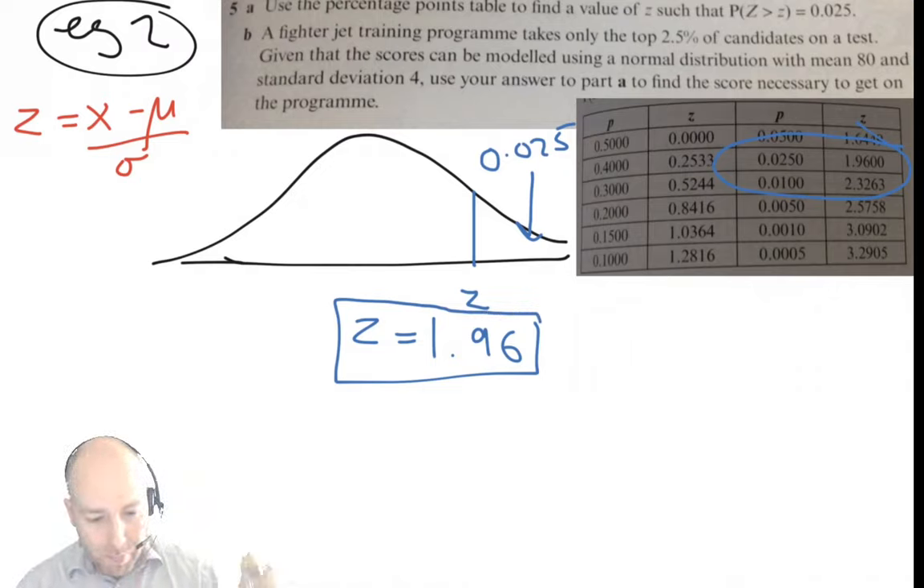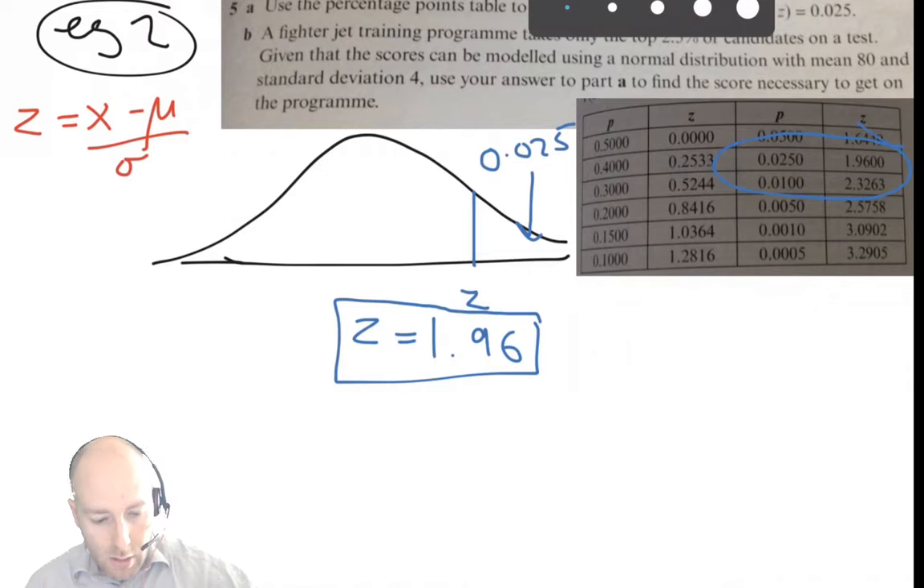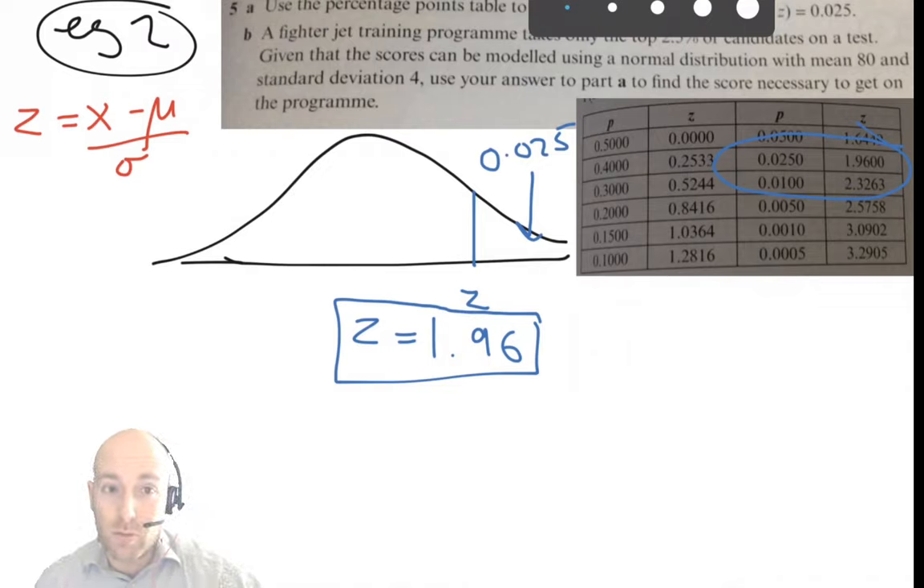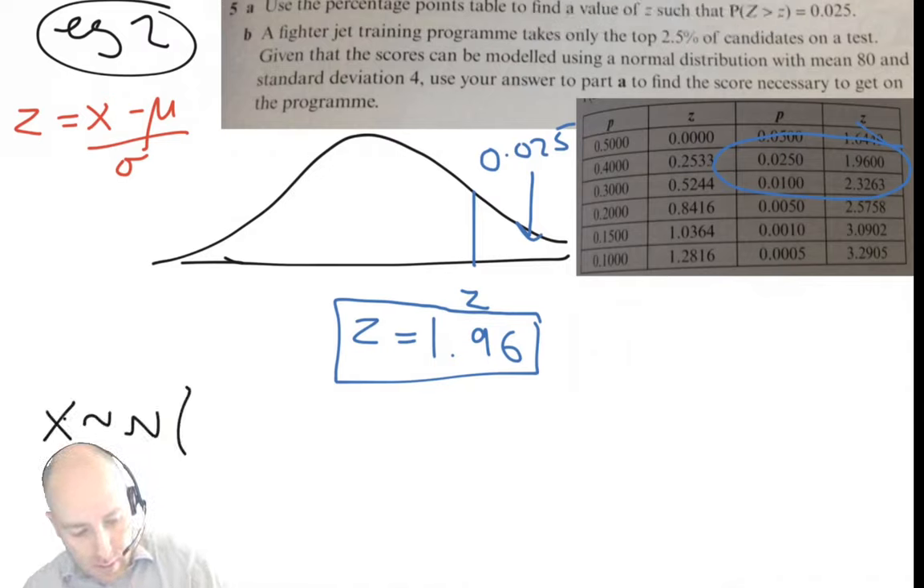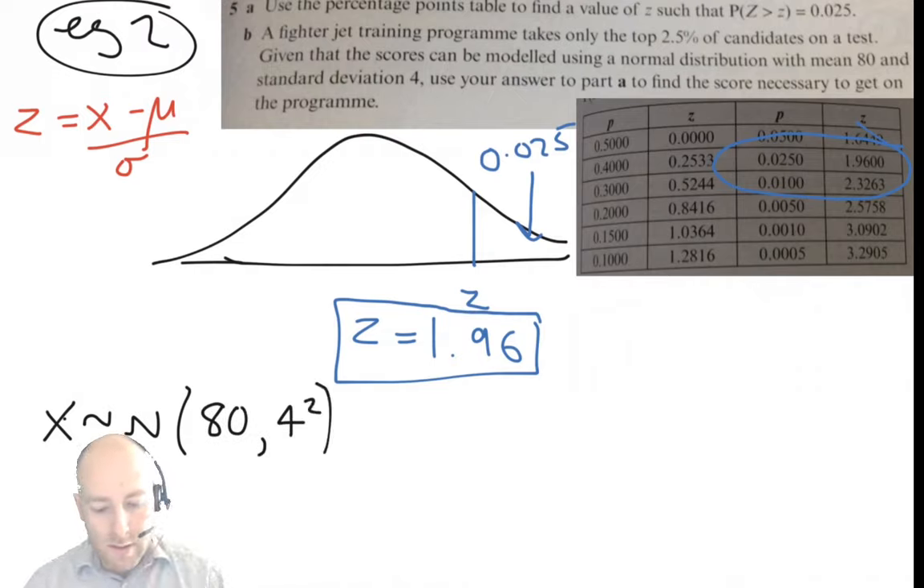All right, part B. So looking at this then, a VitaJet program takes only the top 2.5% of candidates. So the top 0.025, so it's the same number. Given the scores are modeled using a normal distribution with a mean of 80 and standard deviation of 4. So you've got X is normal, mean of 80, standard deviation of 4. Find the score necessary to get on the program.